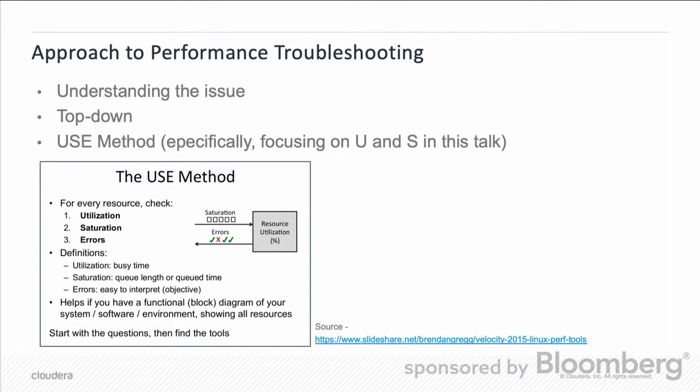Basically, utilization carries a question: how busy is the resource in the particular system? And saturation can be measured as the length of a wait queue, or the time spent waiting on the queue. The errors are explicit indications of something going wrong.